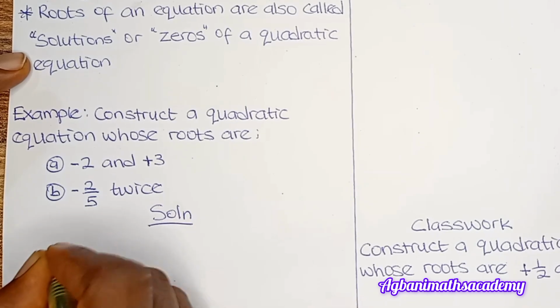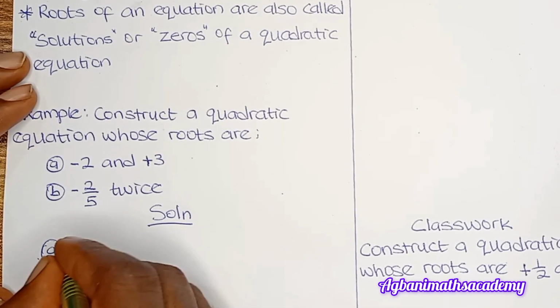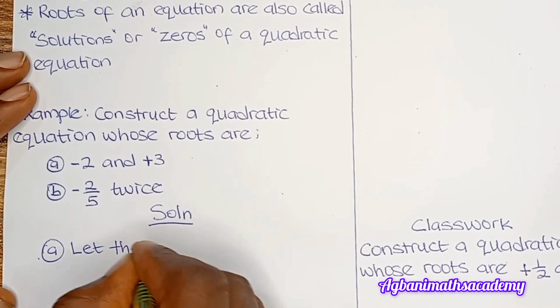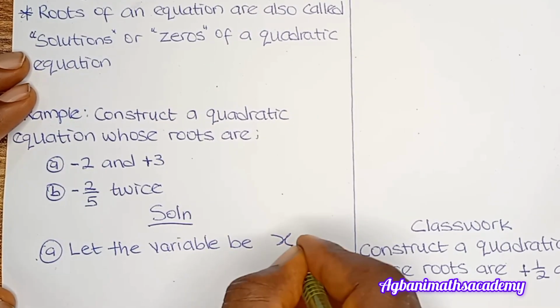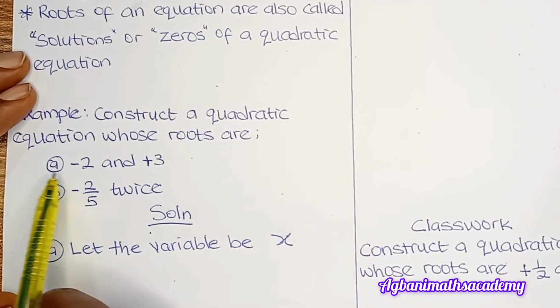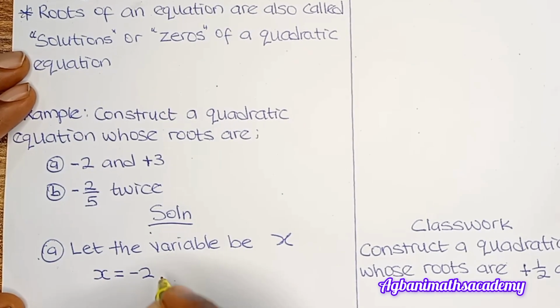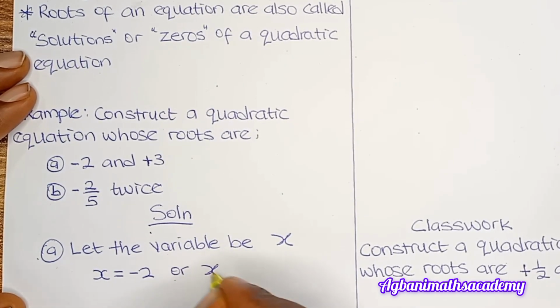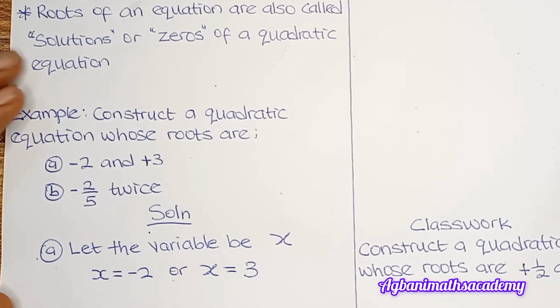So let's solve the first example. Solution. For A, first thing we say is that let the variable be x. From what we have in this first one, this means that x is equal to -2 or x is equal to 3. Remember, whenever you solve a quadratic equation, you're going to get an answer like this: x is equal to this and x is equal to that. Now we are starting from that answer and we are tracing our steps back to the quadratic equation.